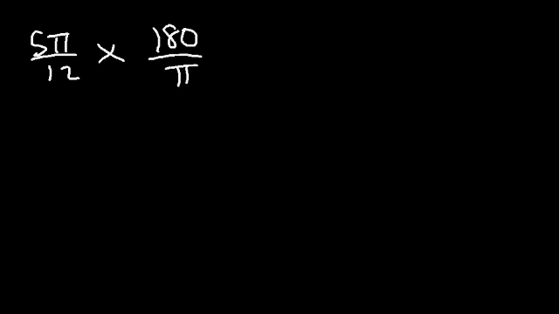Now let's say if we don't have one of these angles. Let's say if we have an angle like 5 pi over 12. What is the reference angle? So what you could do is convert it to degrees first. So let's multiply by 180 over pi. Let's change it. Instead of using 5 pi over 12, let's use 7 pi over 12.